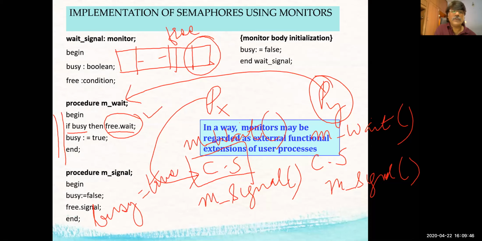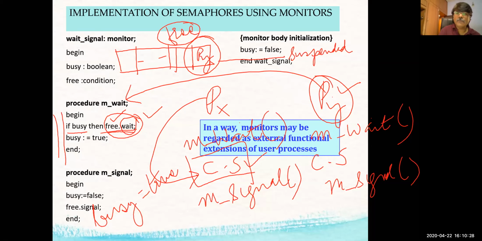Now let us see what is the meaning of free.wait. It means that if the resource is busy, then process Y should wait in the header of the queue called free. I repeat once again. If the resource is busy, then process Y should wait in the header of the queue, and the header of the queue is called free. So process Y will be suspended in the header of the queue. Process Y will not be executing. How long will it be suspended? As long as process X is in the critical section. So that's the meaning of it.